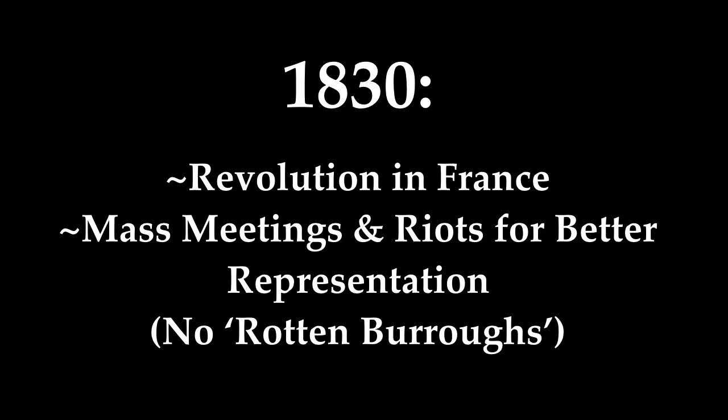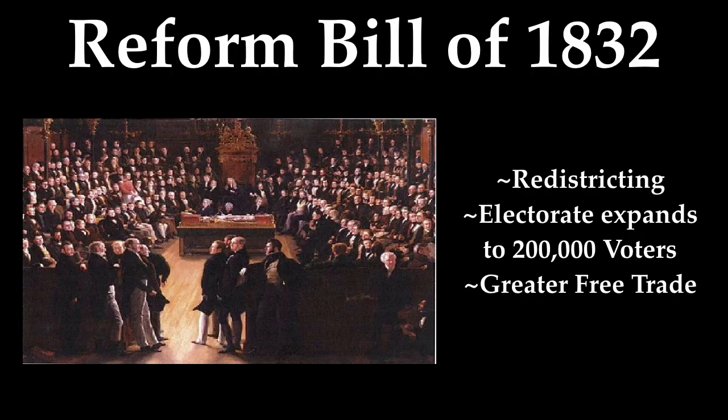But also in 1830, maybe inspired by the revolutions in France, and then maybe just inspired by the horrible conditions in the big cities in England, there were mass meetings happening, and it didn't matter that these were illegal; they were still happening. And there were also riots for better representation. They wanted to get rid of the rotten boroughs. So because of all these meetings and these riots, Parliament finally decides to respond in the year 1832.